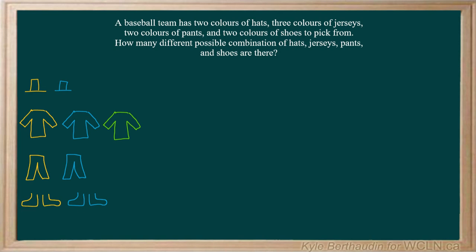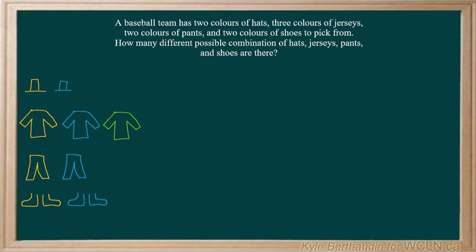A baseball team has 2 colors of hats, 3 colors of jerseys, 2 colors of pants, and 2 colors of shoes to pick from. How many different possible combinations of the hats, jerseys, pants, and shoes are there? As you can see, I've got some wonderful drawings here of the different colors of hats, jerseys, etc. Now let's look at them and consider how we can figure out the number of combinations.